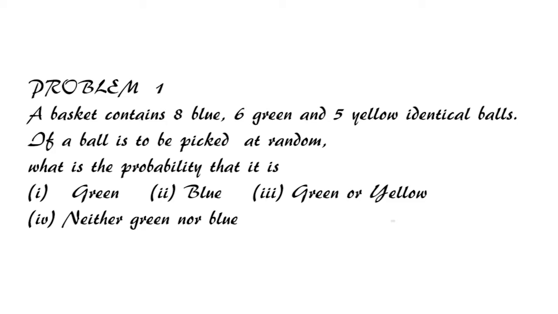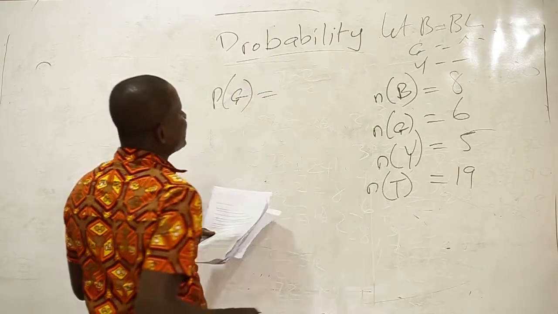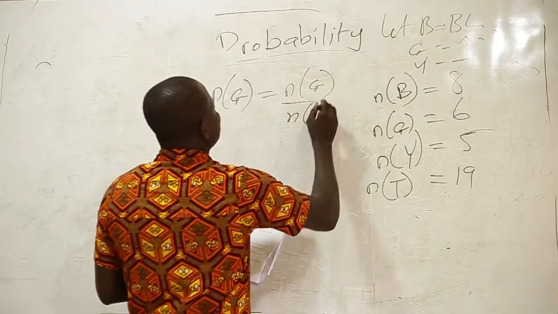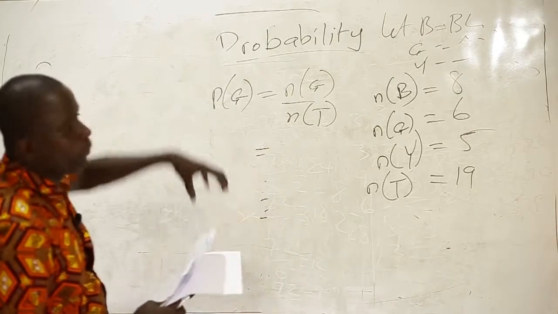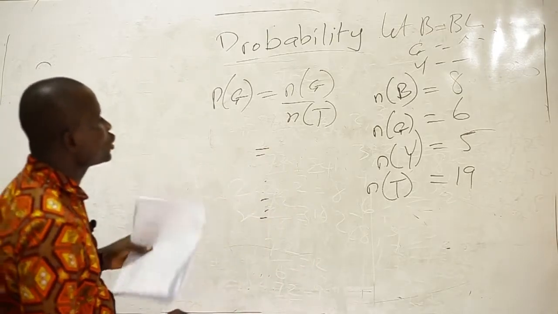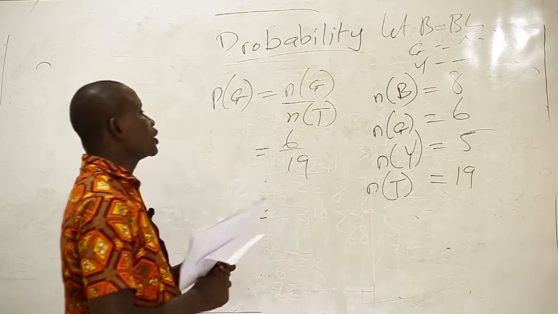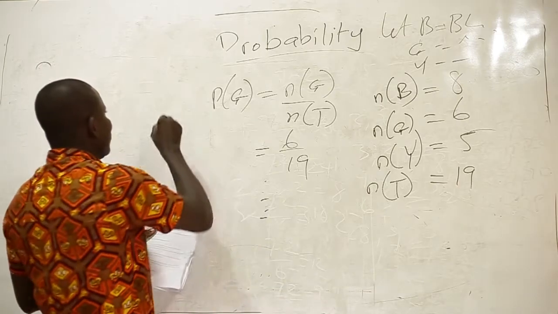So, P of green. That probability of getting a green ball will be N green over N what? Total. That's the meaning. Probability of getting a green ball from the total is N green. So we have 6 over 19. Okay, so that's all. That's the probability of getting a green ball.